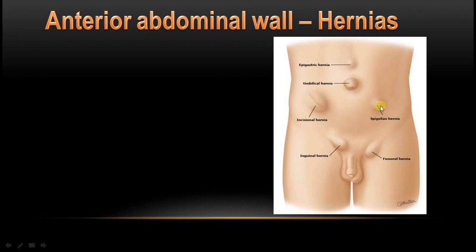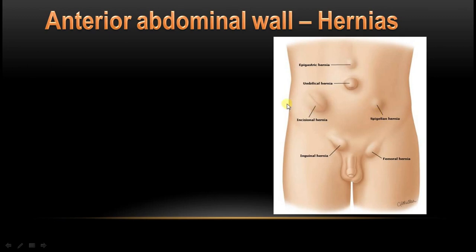Then you have Spigelian hernia. Spigelian hernia is between the linea semilunaris, the lateral border of the rectus abdominis muscle. So between these two, you have Spigelian hernia. It will be a very narrow hernial sac. When the hernial sac is narrow, there are more chances of strangulation of the hernia, the loops of the intestine.